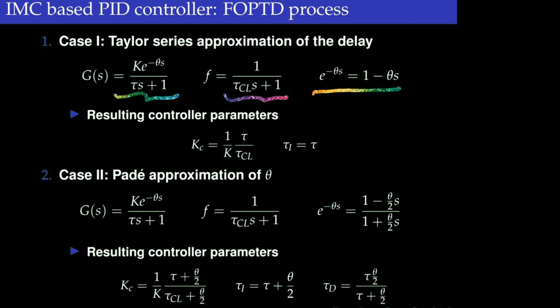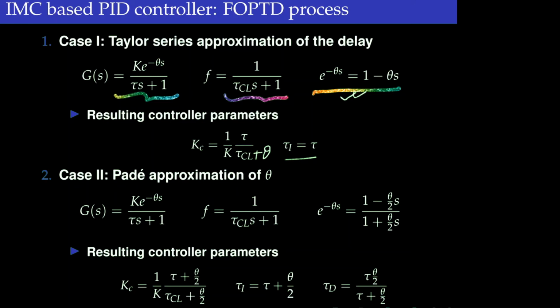The resulting controller parameters will be Kc equals 1 over K times tau over tau CL. There should be this theta term here, tau I equals tau. Now you see that this IMC method is equivalent to the DS method when you use the Taylor series approximation for the delay.